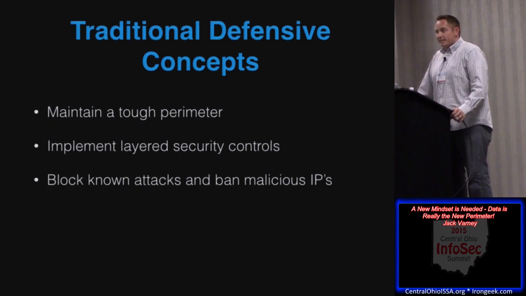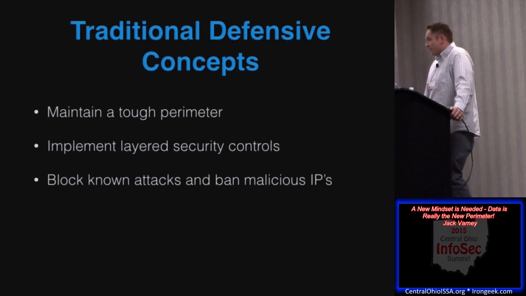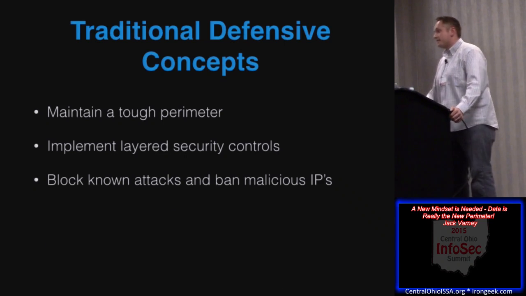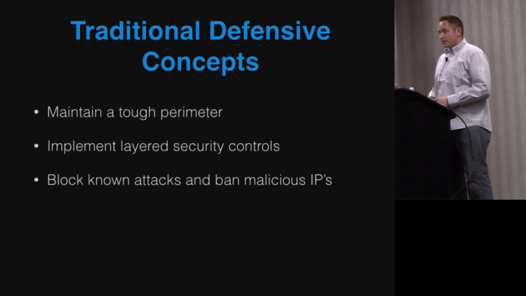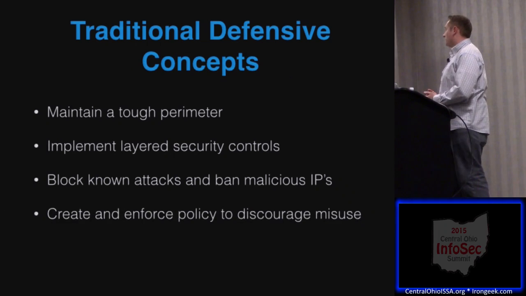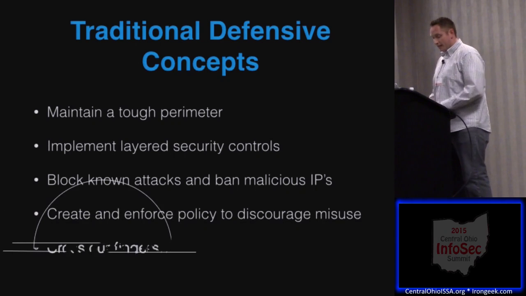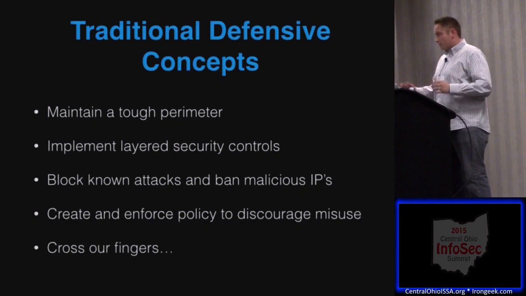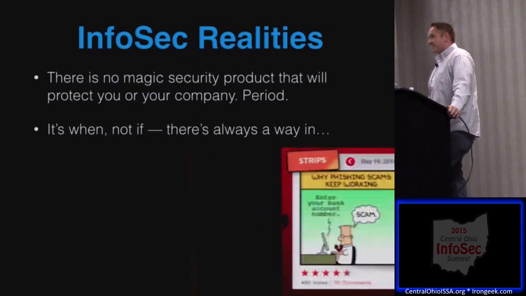Block known attacks and ban malicious IPs. So using a firewall, you block known attack vectors. You block ports you don't want access. Simple stuff like that. But these aren't really the vectors that attackers are getting in through, right? We create and enforce policy to discourage internal misuse, right? And then cross our fingers and hope that all this actually works. When in reality, it doesn't always work.